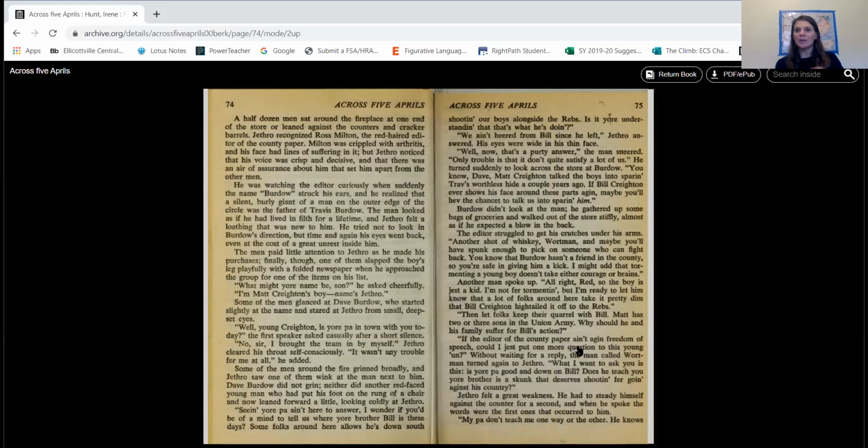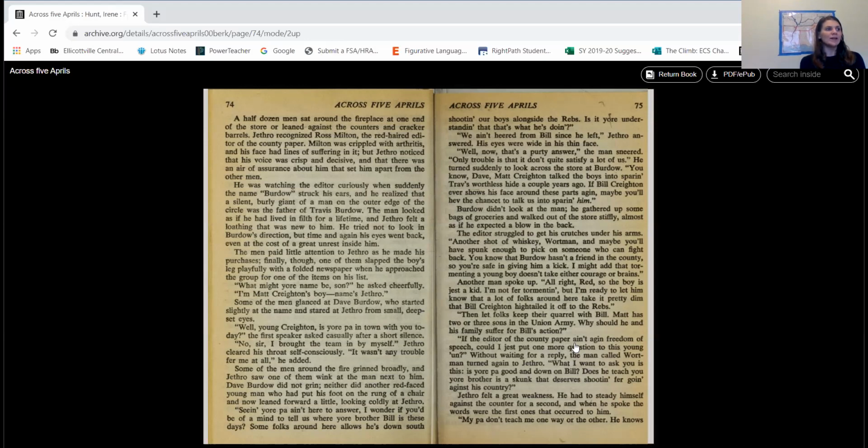All right, let's take a look at page 74. A half dozen men sat around the fireplace at one end of the store or leaned against the counters and cracker barrels. Jethro recognized Ross Milton, the red-haired editor from the county paper. Milton was crippled with arthritis, and his face had lines of suffering in it. But Jethro noticed that his voice was crisp and decisive, and that there was an air of assurance about him that set him apart from the other men.